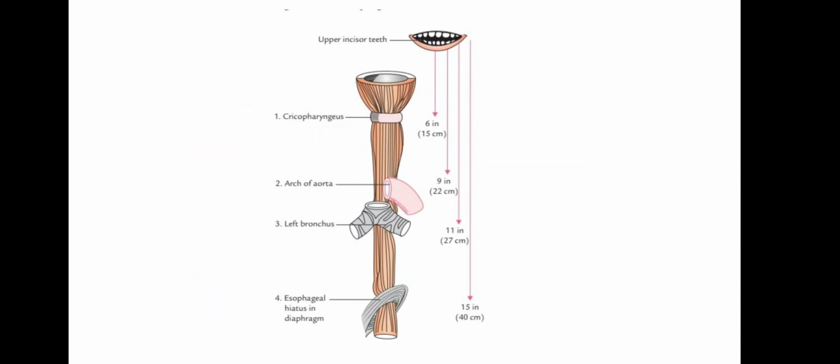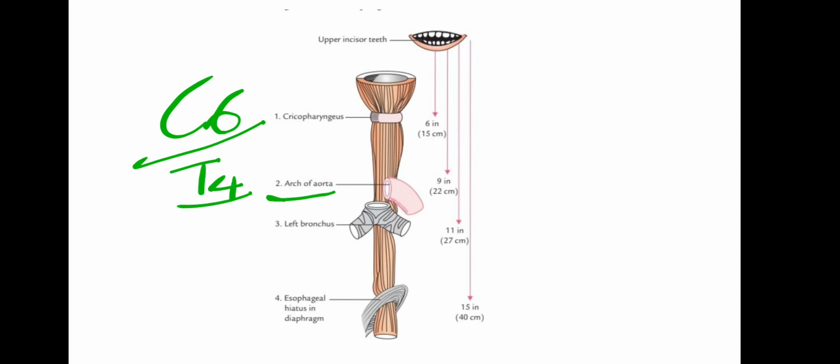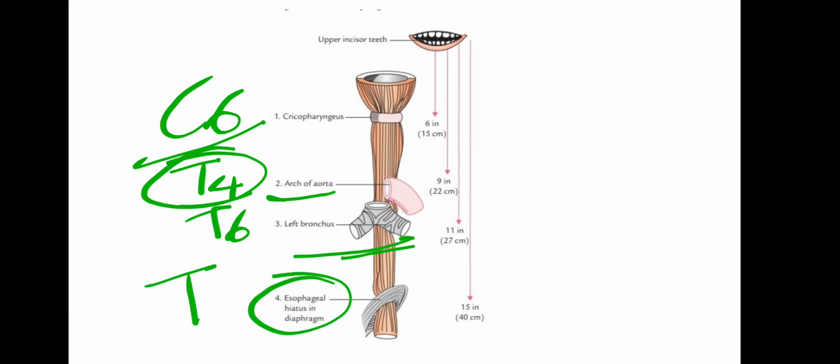And coming to the vertebral level, the first construction is at the level of C6 vertebra, because it is just at the lower border of the cricoid cartilage. It is at the level of C6 vertebra. The second construction is at the level of T4 vertebra, because the arch of aorta is at the level of T4. And the third construction is at the level of T6, the crossing of the left principal bronchus. And the fourth construction, the esophageal opening in the diaphragm, is at the level of T10. The vertebral levels also must be remembered.